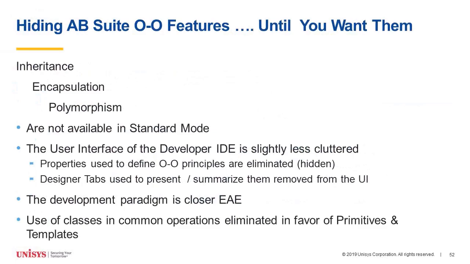I already verbalized this, so just to give you the high-level tour and not take up more of your time, the basic thing that standard mode does is hide the main object-oriented features of AB Suite: inheritance, encapsulation, polymorphism, so that your interface and the property pages are slightly less cluttered. I won't say that it's a demonstrable effect, but if you do not want to take advantage of those class features, they're hidden off.